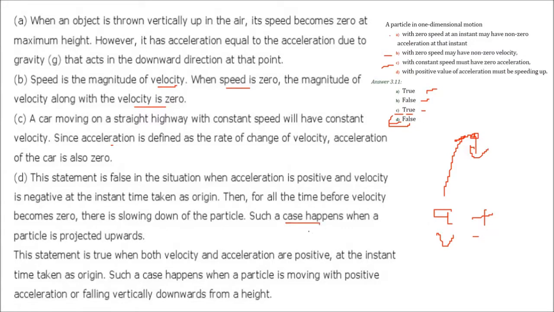So for all the time before velocity becomes 0, the particle is slowing down. Such a case will happen when a particle is projected upwards. And this statement is true, that is, when both velocity and acceleration are positive at the time taken as origin. This case happens when a particle is moving with a positive acceleration and falling vertically downward, right?